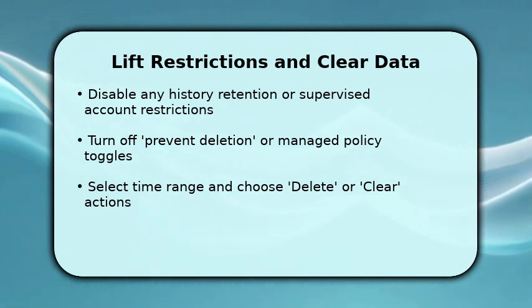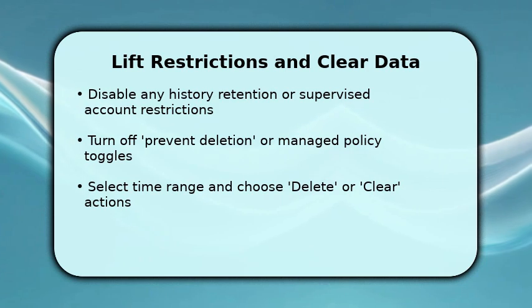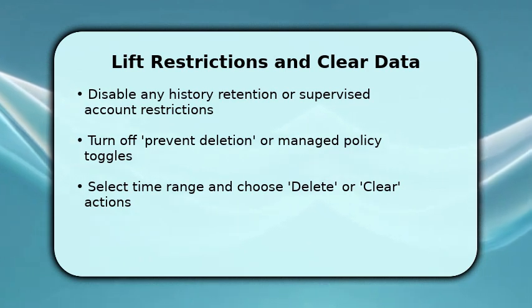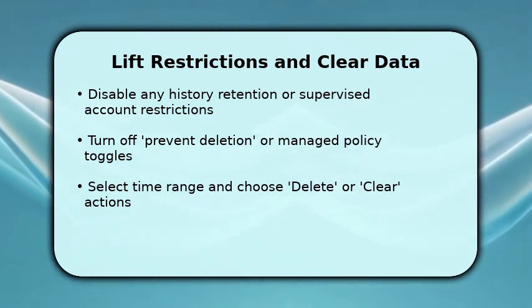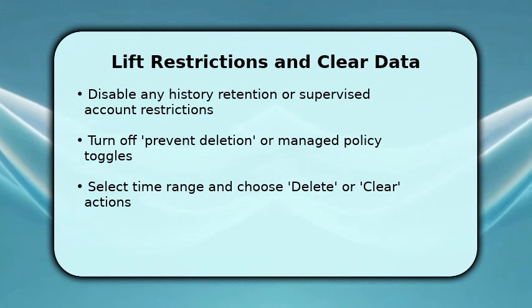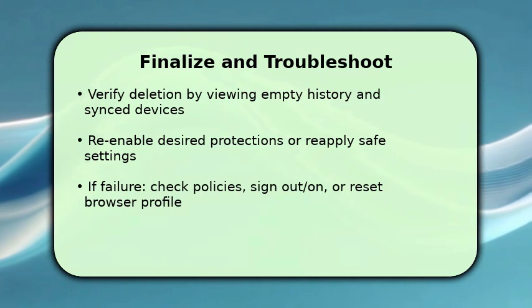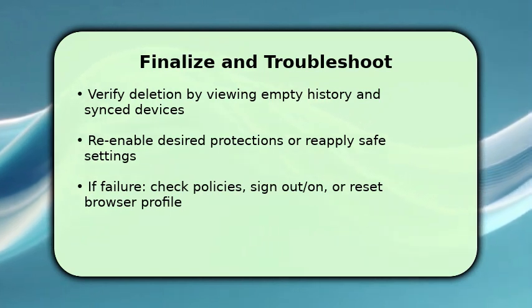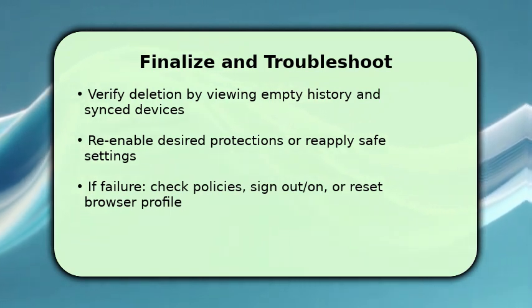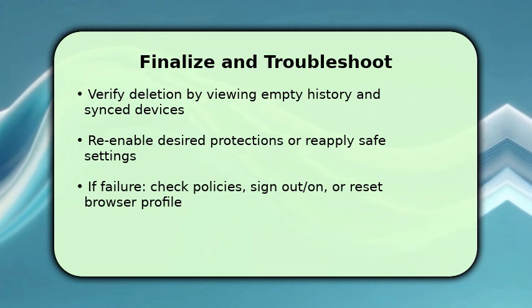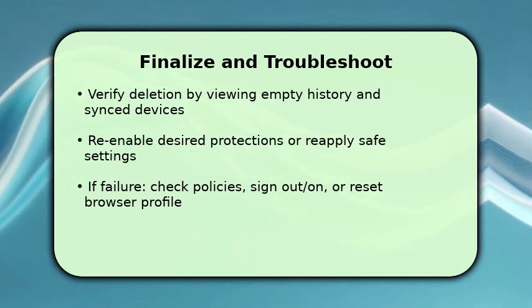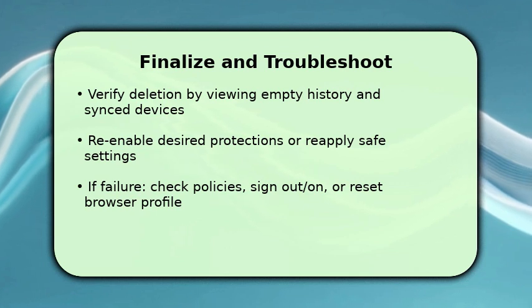If the option is grayed out, check any linked family, enterprise, or parental controls, and remove them before retrying to ensure the delete. You finish by verifying the history is gone on the originating device and on synced devices, because sync confirms true deletion across platforms. Once confirmed, re-enable protections you want, like parental filters or safe search, but leave deletion permissions open.